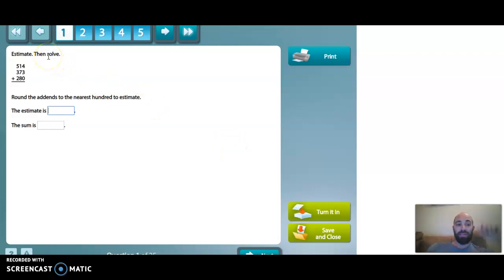Question number 1, estimate, then solve. So it's going to ask you to round every number to the nearest 100, then add those up, what would your estimate be, and then actually solve it, and write your actual answer in here. So all of them rounded to the nearest 100, solved, then the actual answer. Pause and solve.